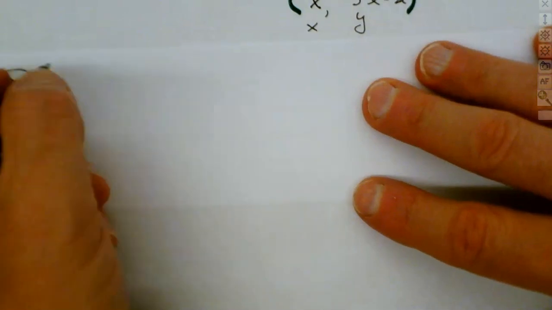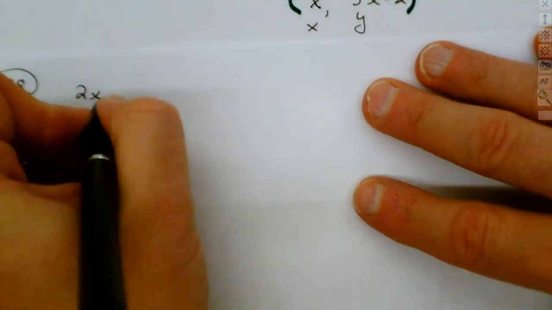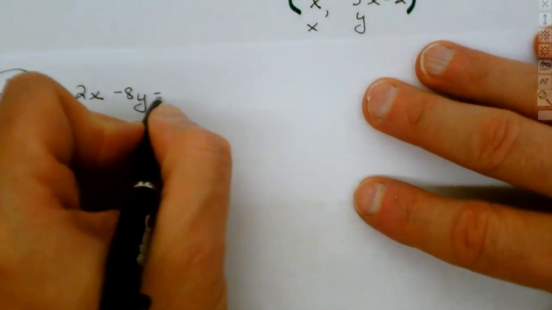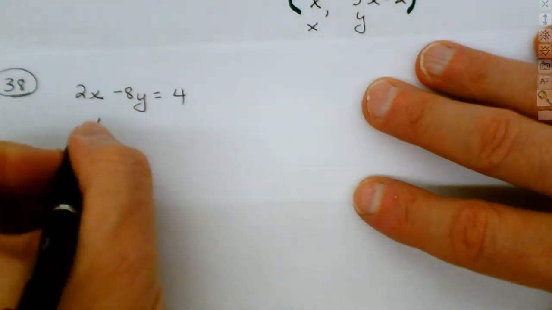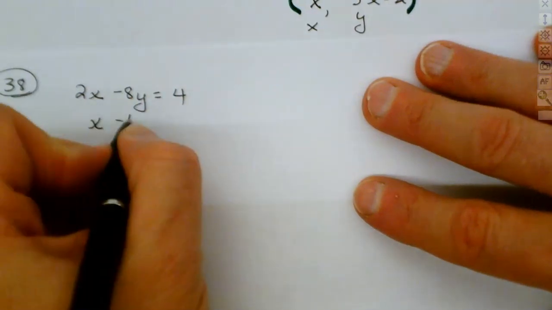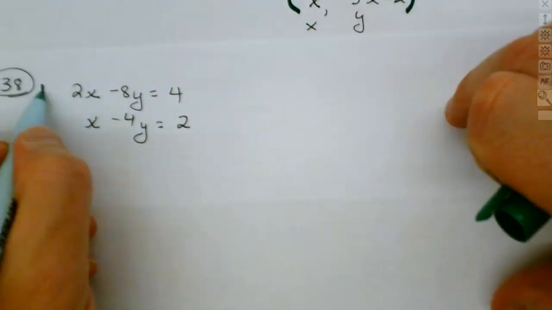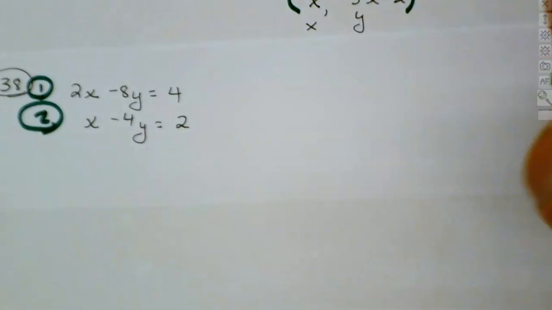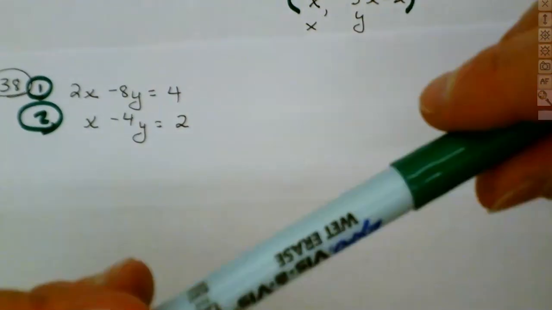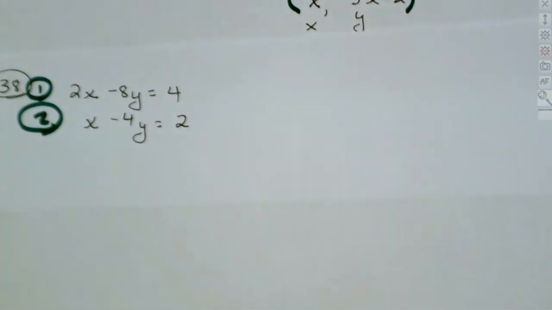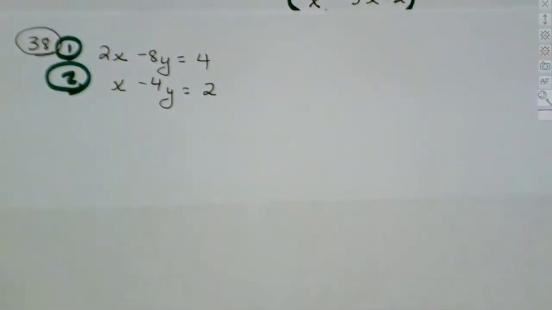And question 38 is 2x minus 8y equals 4. And your other equation is x minus 4y equals 2. So, two equations, first and second. Always go the easiest route. Try to avoid making fractions when you use substitution. Try to go with the easiest variable and the easiest equation.